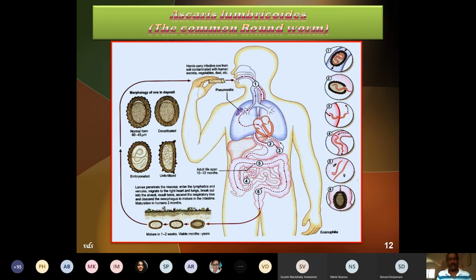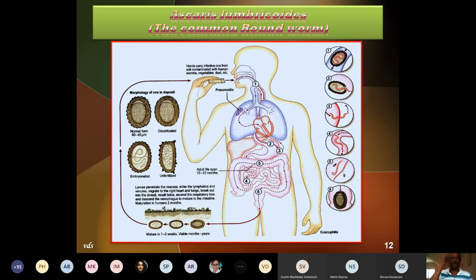So this is how the life cycle takes place. This is the usual cycle where the Ascaris larva does not immediately get converted into the adult. It has to travel through different routes, through the blood vessels to the liver, to the heart, then into the lungs, get matured, get molted in the lungs twice, and then it is re-swallowed again into the intestine.